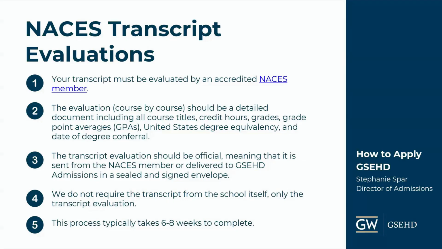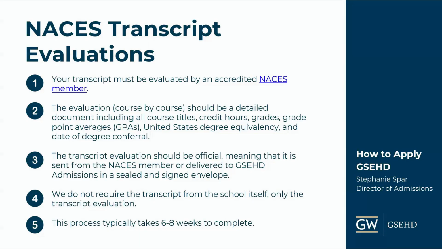The evaluation needs to be a course by course evaluation, and it needs to be fully detailed. So it needs to include course titles, credit hours, your grades, your GPA, the United States degree equivalency, and the date of degree conferral. This is going to be really important because without this information, we cannot use the document. For the organizations that we have listed on the website that are NACES members, they automatically do this. So you just want to make sure that you are choosing an organization that fits your budget, but also make sure that it does exactly what you need it to do, because we would hate to have to request the evaluation again.